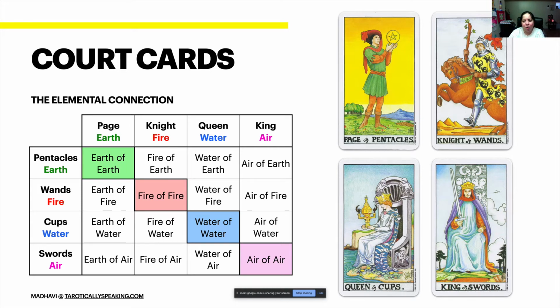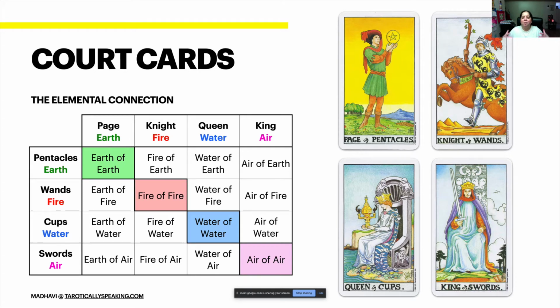Pages, like we saw earlier, are childlike, immature, just starting out. So for them, everything needs to be tangible. That's your earth energy. Knights are out there, more active, doing stuff, making it happen, ready to take on the world. That is your fire energy. Hence, knights are associated with fire.